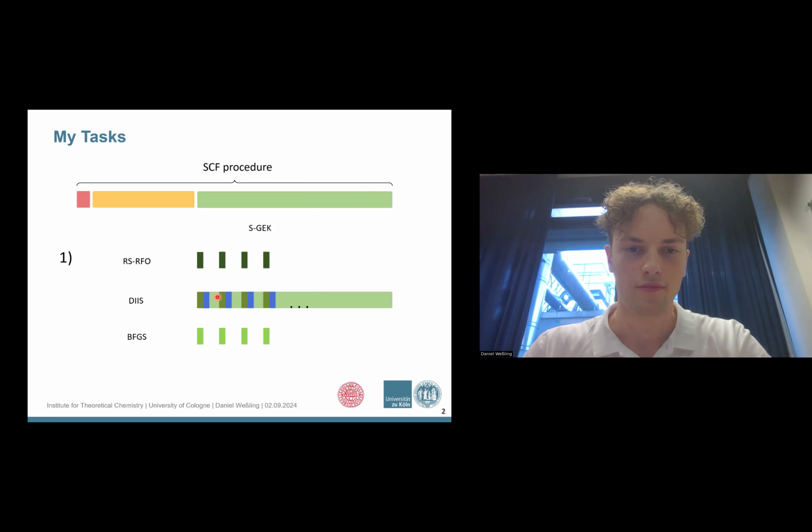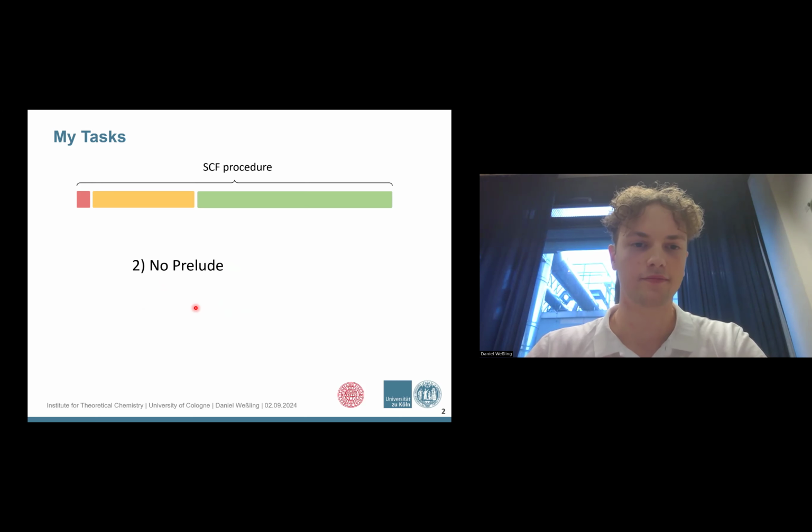So my task was to do this also for these two methods. And then the second task was to omit the prelude, because the motivation for that was that gradient enhanced kriging is not a second order method. So we hope that we could just start it from the beginning. So maybe it's also a good method right from the beginning.